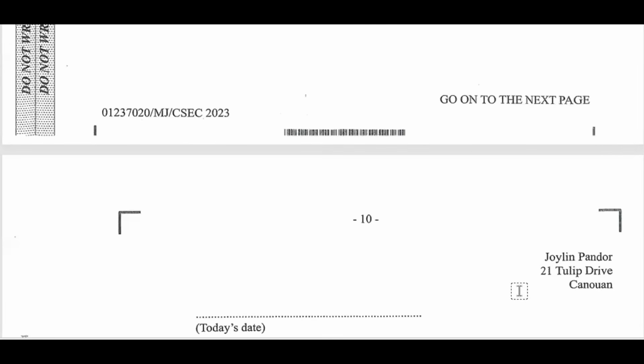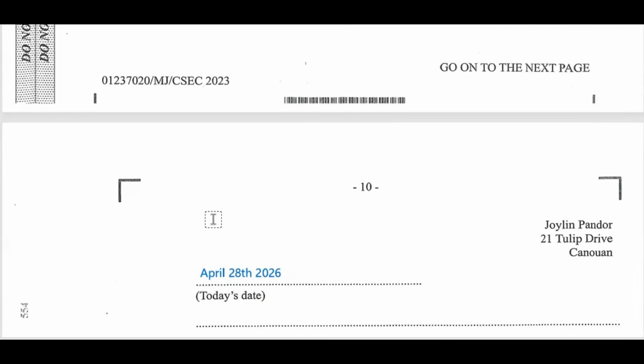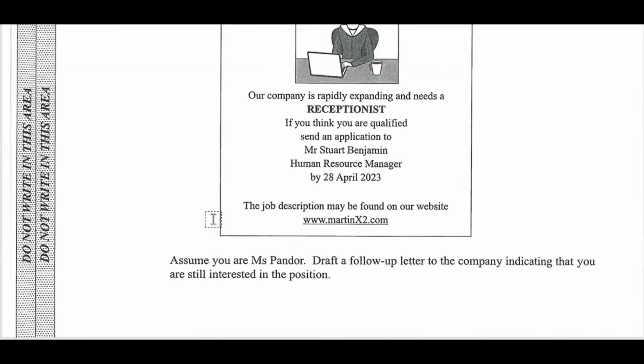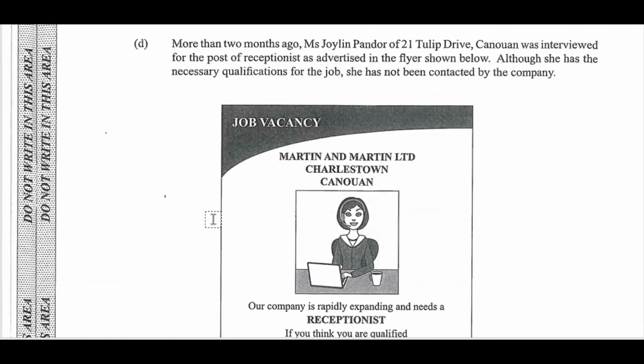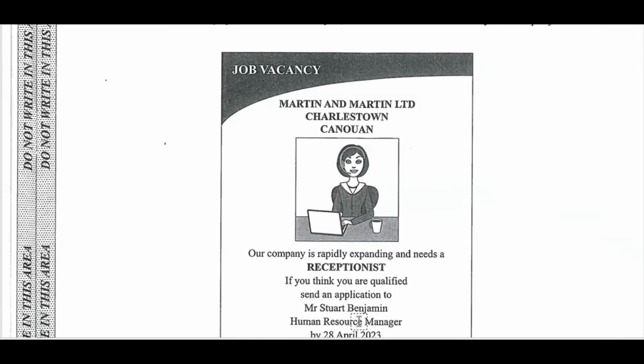In organizing the structure of a letter, the second thing is the date. Question says use today's date. Today, April 28th. Right? After the date in a letter, we have the reference. There isn't any information regarding the reference, so we leave that out. After the reference is the addressee. The addressee is who the letter is going to. Who is Miss Joylyn Pandora writing this letter to? She will be sending it to Mr. Stuart Benjamin, who is the Human Resource Manager of Martin & Martin Limited, Charleston, Panur, right?